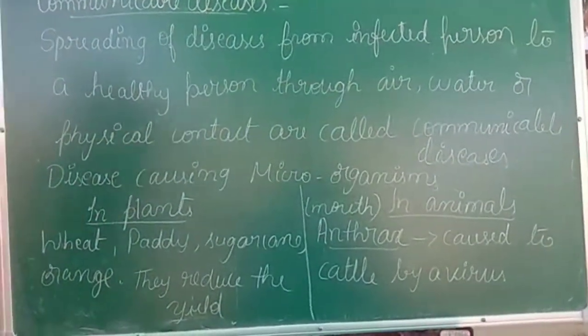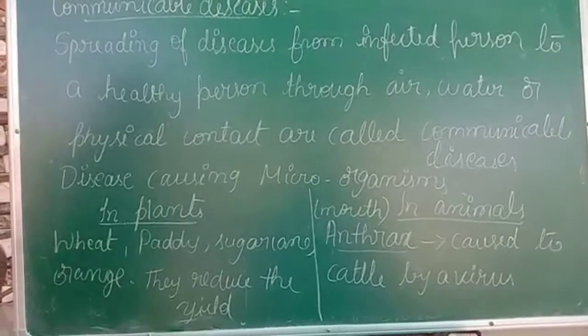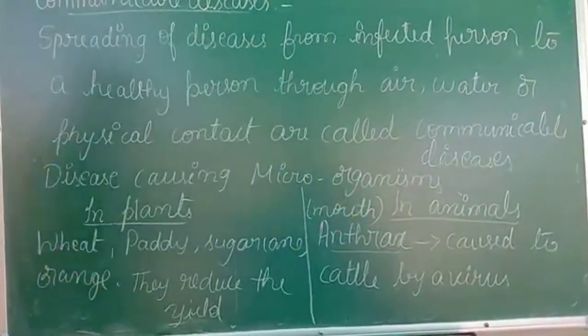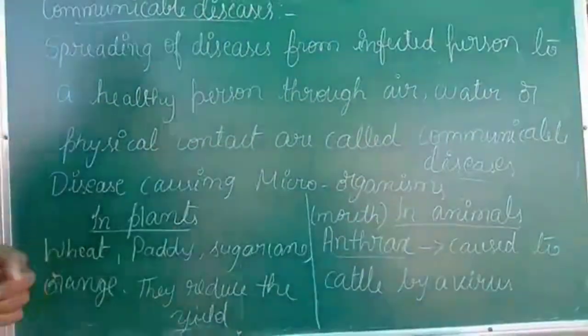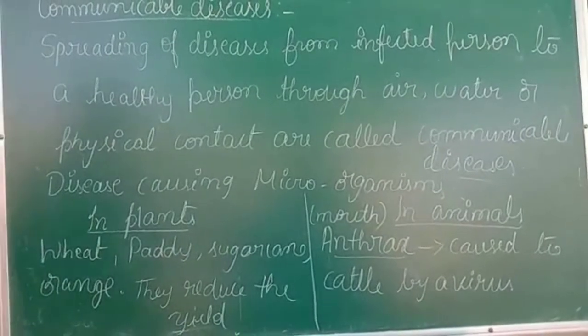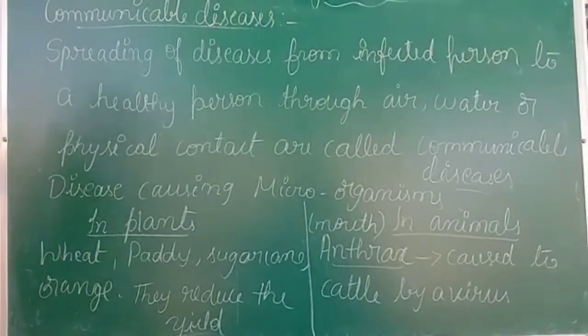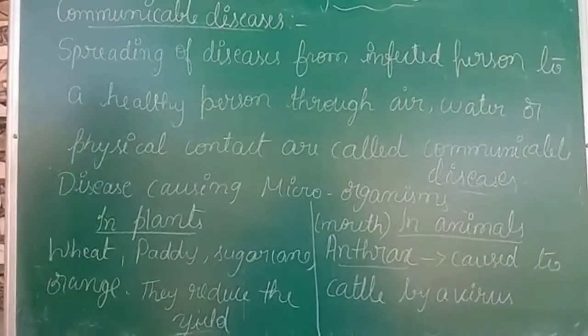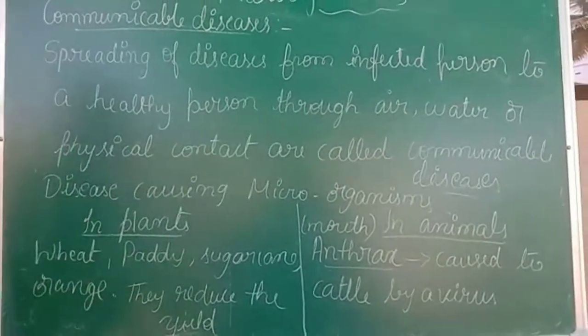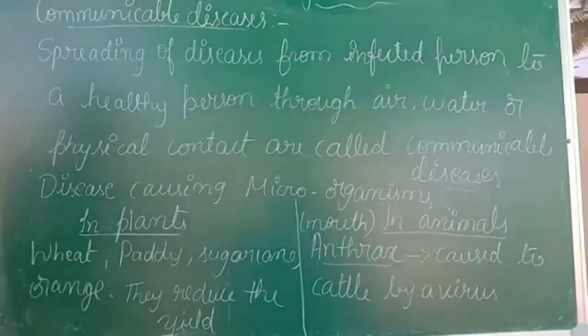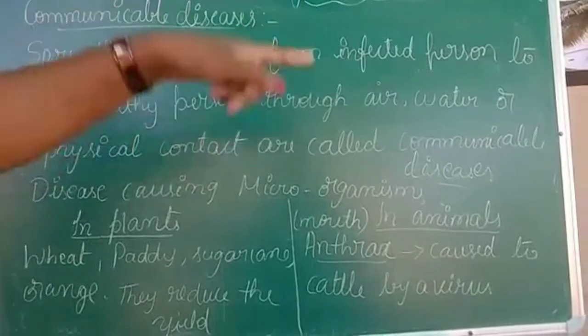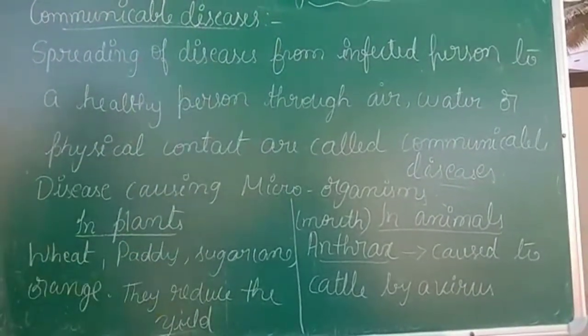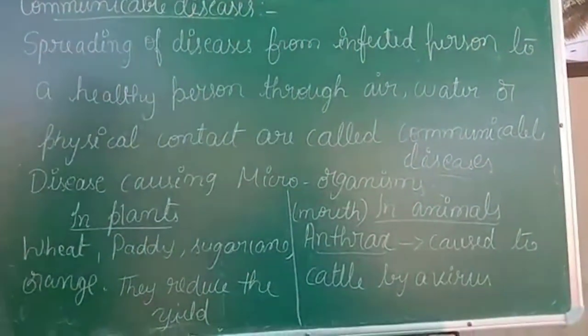If the disease transfers from an infected person to a healthy person, then such a disease we call a communicable disease. It is a very important question. What is a communicable disease? It is the spreading of disease from an infected person to a healthy person, either through air or water or through physical contact.